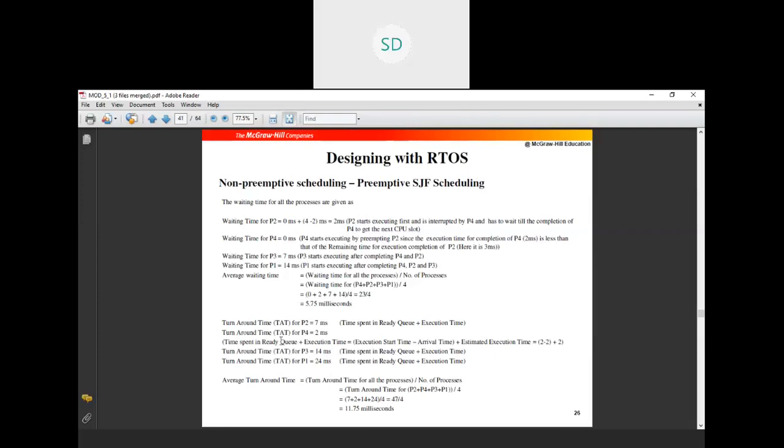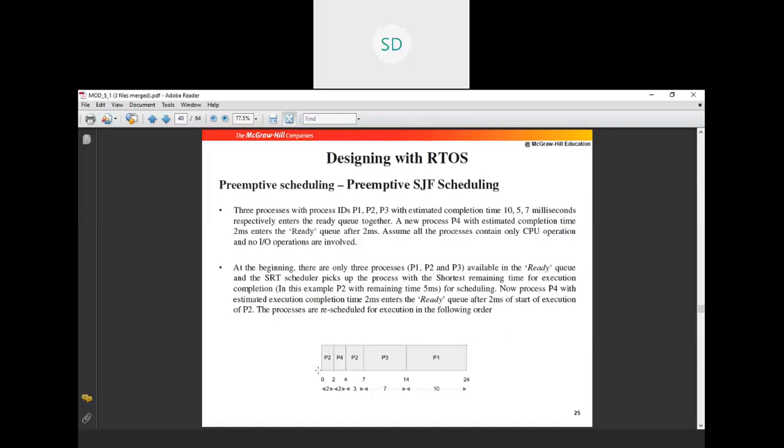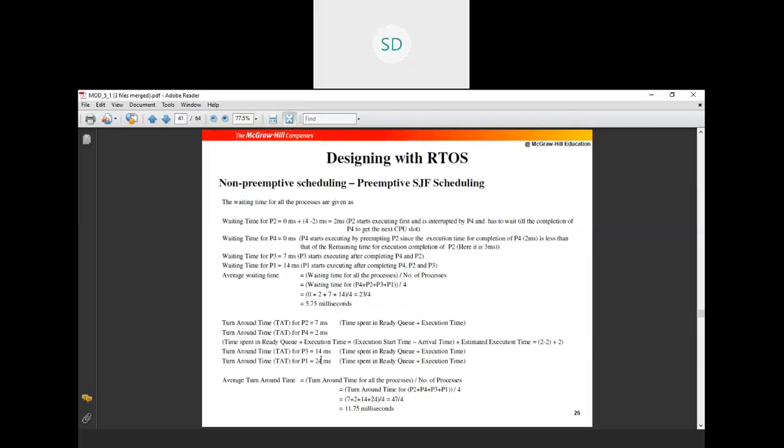Similarly, turnaround time for P4: waiting time is 0 and execution time for P4 is 2, therefore it is 2 milliseconds. Turnaround time for P3: waiting time is 7 milliseconds, execution time of P3 is also 7 milliseconds, so 7 plus 7, 14 milliseconds. Turnaround time for P1: waiting time is 14 milliseconds and execution time was 10 milliseconds, so 14 plus 10, which is 24. Then find the average turnaround time by adding all these and dividing by the number of processes.